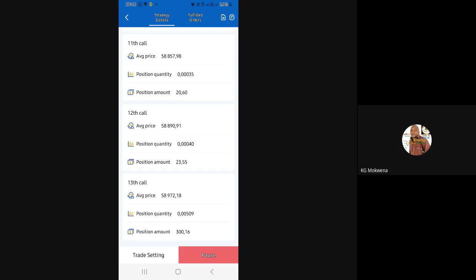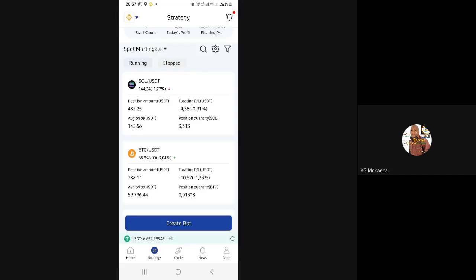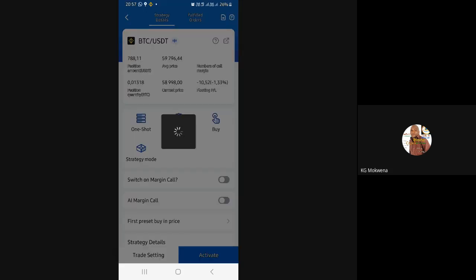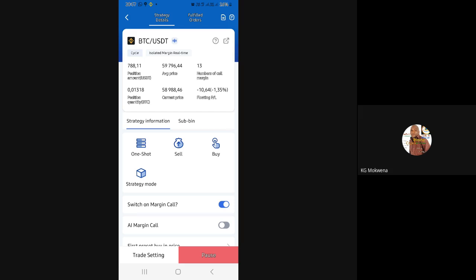It is currently floating in profit, but we don't know what price a 1% increase of this is going to be. We don't need to calculate it. We're going to get it from the summary of my current status. Let's come out of this. Go up, just go back to BTC. We are switching from sub-bin to strategy info. Yes, we are already on strategy info.